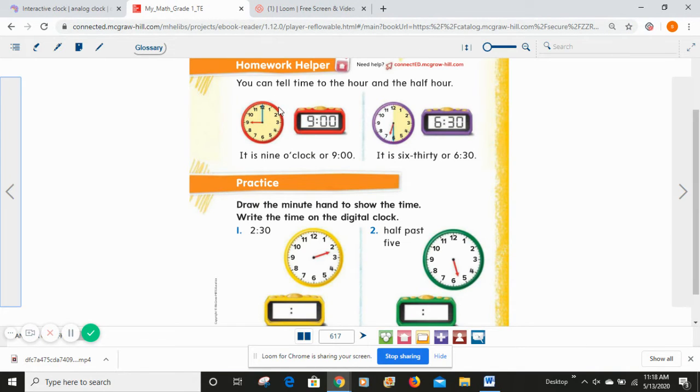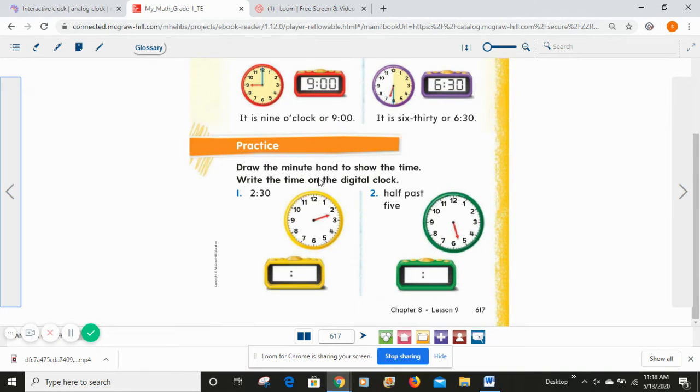Here we have those same clocks once again, 9 o'clock, 6:30. Down below it says draw the minute hand to show the time. Write the time on the digital clock. So we've got the time 2:30. We've got the hour hand here about halfway between the 2 and the 3. And our job is to draw the minute hand. So would that minute hand be straight up, or would that minute hand be straight down?